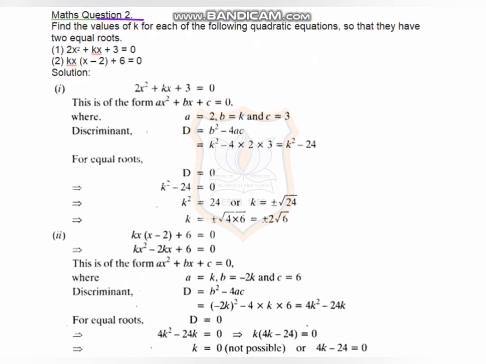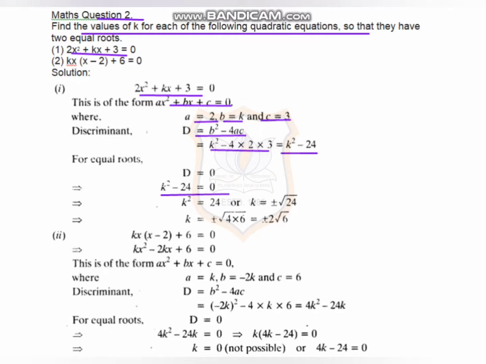Question number 2. Here we have to find the value of k having a quadratic equation 2x square plus kx plus 3 equals 0. First of all, we have to compare with the standard form ax square plus bx plus c. So we get a equals 2, b equals k and c equals 3. Here we know that we have to take D equals 0. So b square minus 4ac, we have to put the value of a, b, c. So we get k square minus 4 into 2 into 3. We get k square minus 24 equals 0.